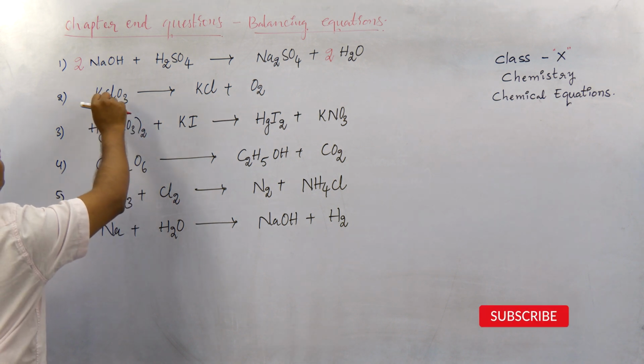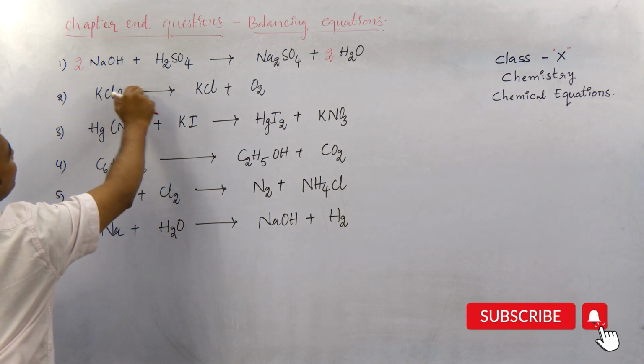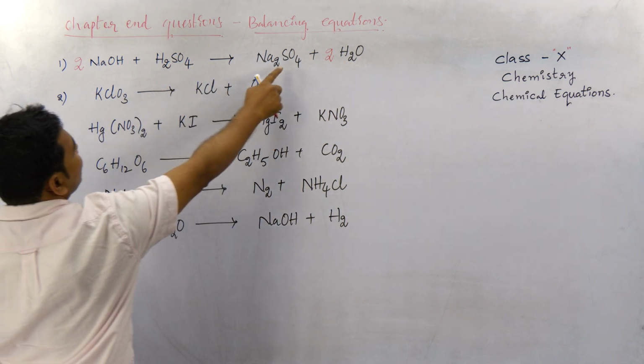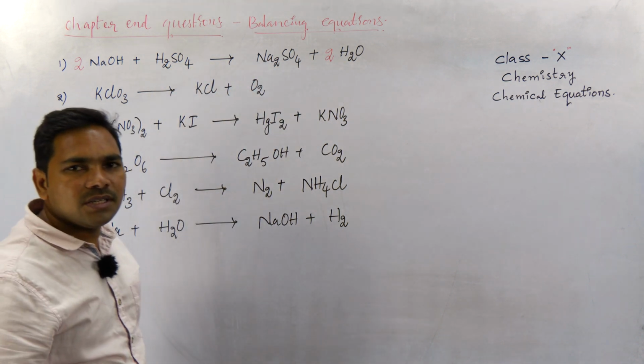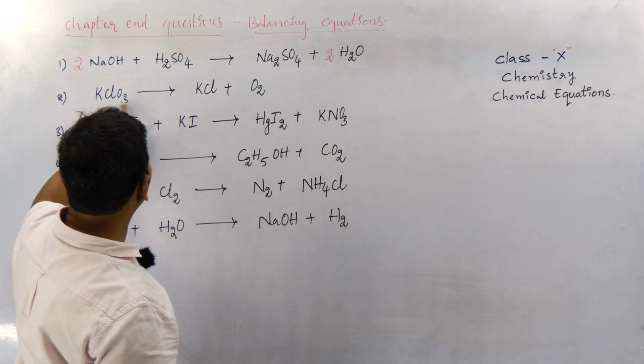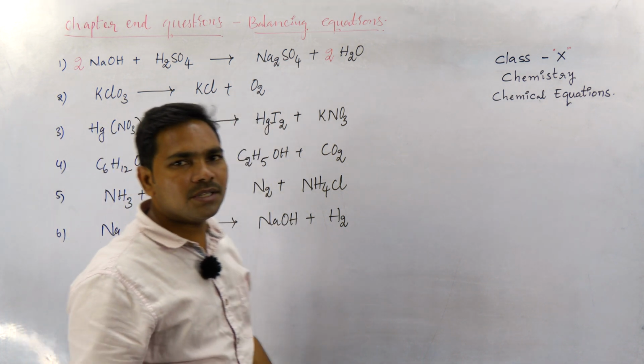And now let's do the hydrogens. 2 hydrogens plus 2 is 4 hydrogens, and 2 twos are 4 hydrogens. 1 sulfur, 1 sulfur. The first equation is balanced. Now let's see the second one. KClO3 gives rise to KCl plus O2.